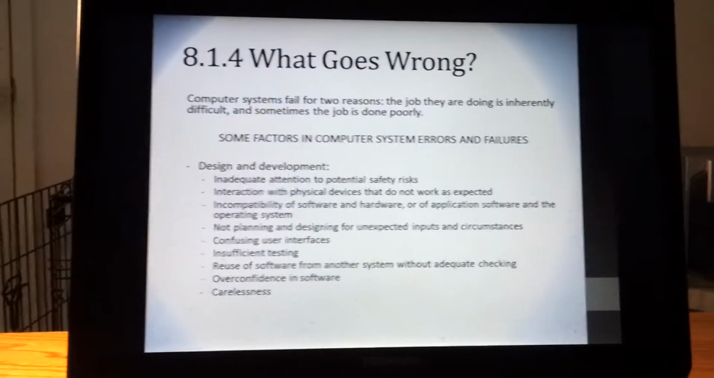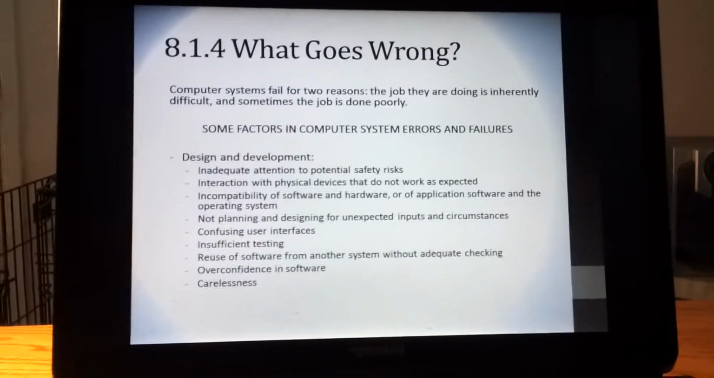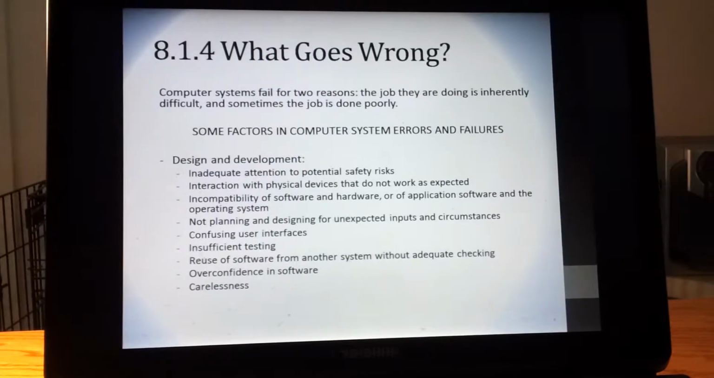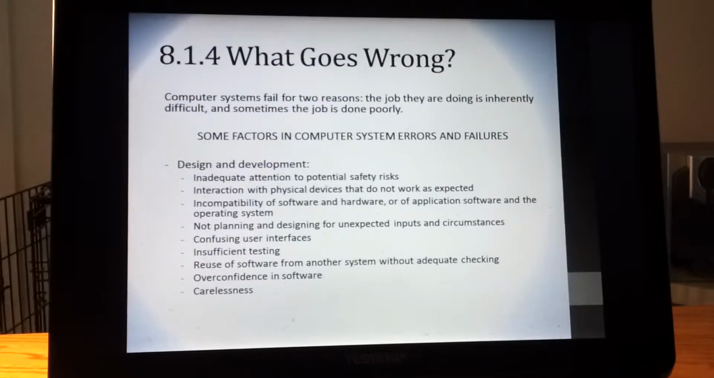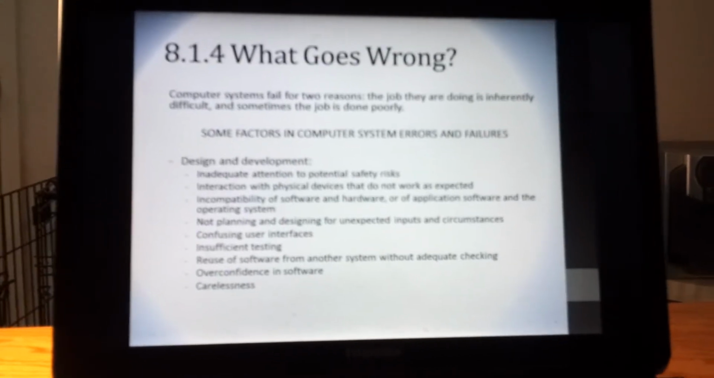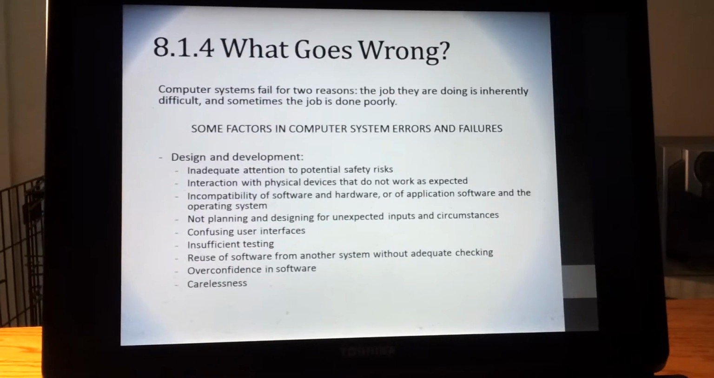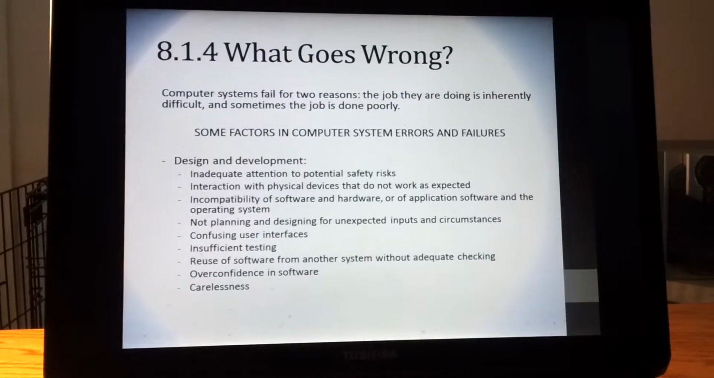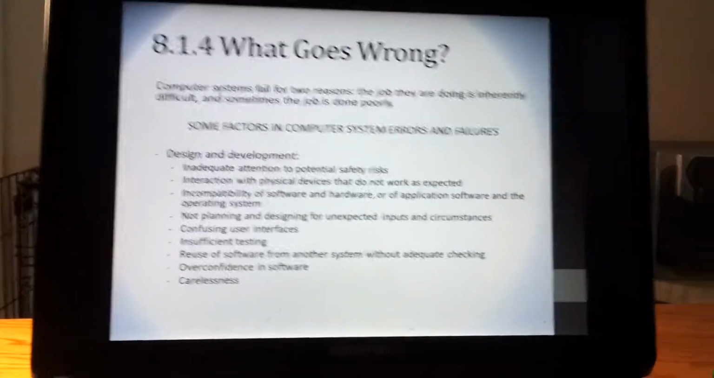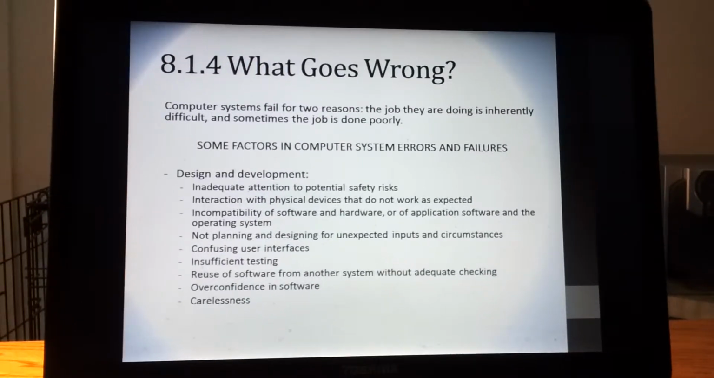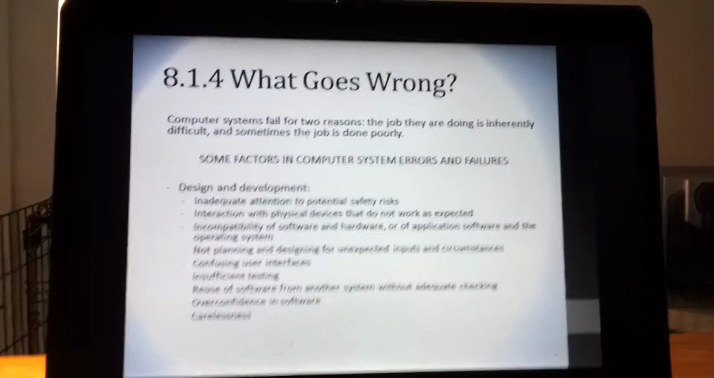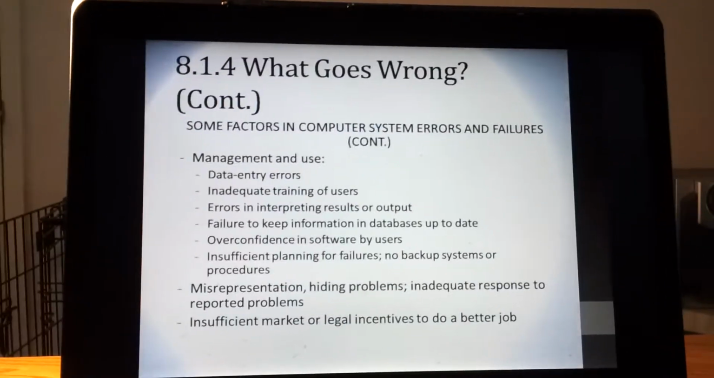Some of the factors in computer system errors and failures include design and development, which means inadequate attention to potential safety risks, interaction with physical devices that do not work as expected, incompatibility of software and hardware, or of application software in the operating system, not planning and designing for unexpected inputs and circumstances, confusing user interfaces, insufficient testing, reuse of software from another system without adequate checking, overconfidence in software, carelessness.